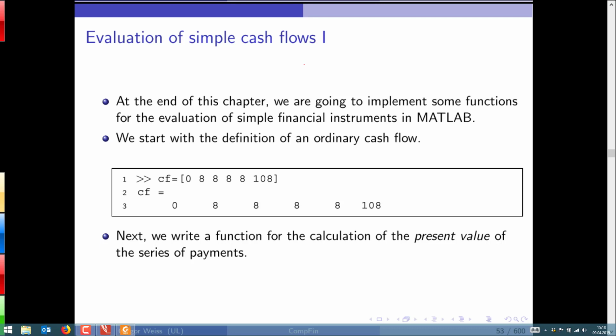Okay, so we'll have a cash flow 0, 8, 8, 8, 108. And we'll write a function for the calculation of the present value of this series of payments.